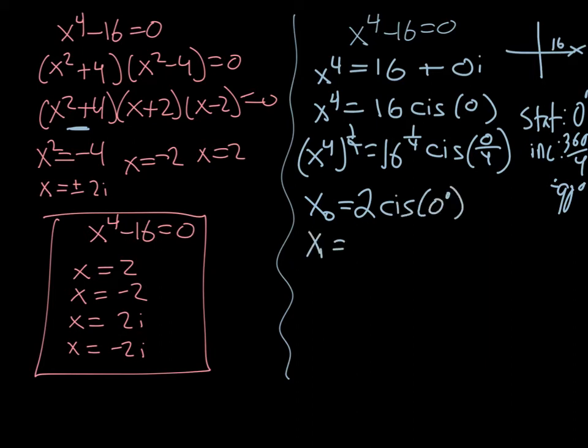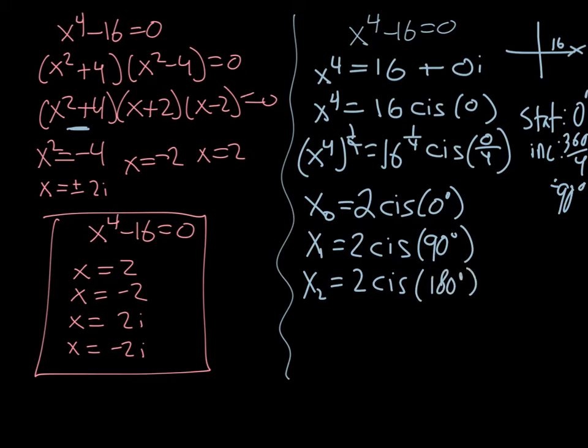And then for each of these, my radius is still 2, but I'm going to go up and increase by 90 degrees each time. So then 90, 180, and my final one is 2 cosine i sine 270 degrees.